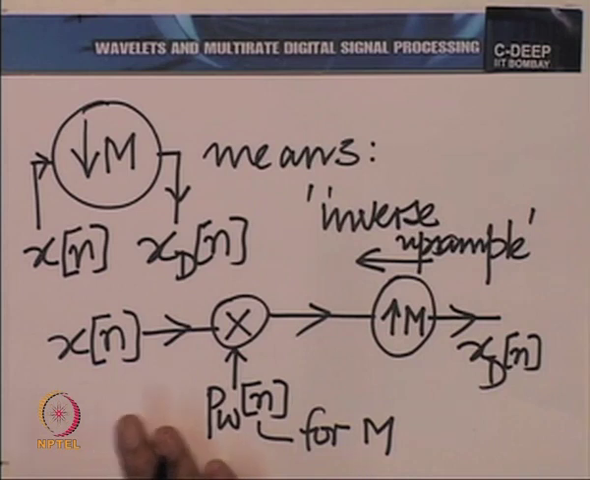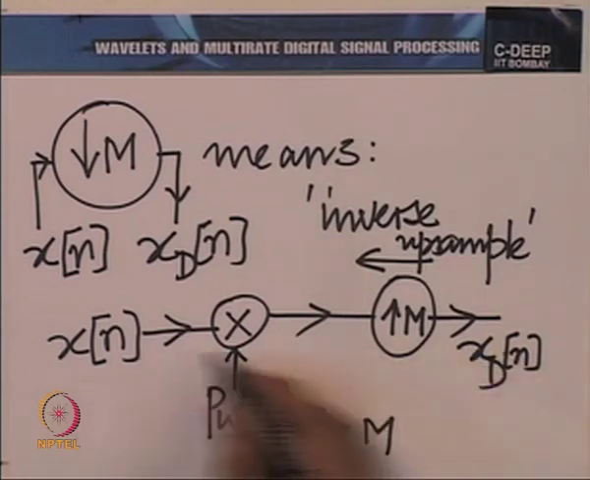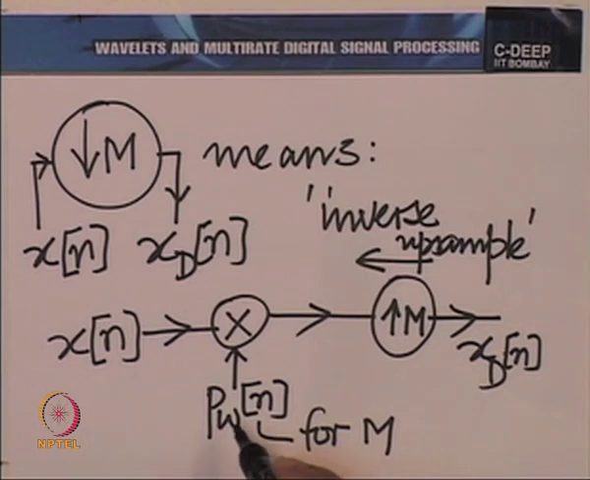Now, if we view the downsampling operation this way, it is again very clear why it is not invertible. This part is invertible, but this part is not, because you cannot divide by PWN. PWN has zeros in it, you cannot divide by them. That is another way of viewing it. And of course, this will also get manifested in the Z domain, but subtly.